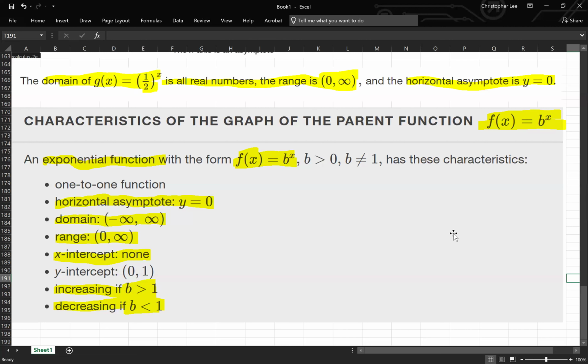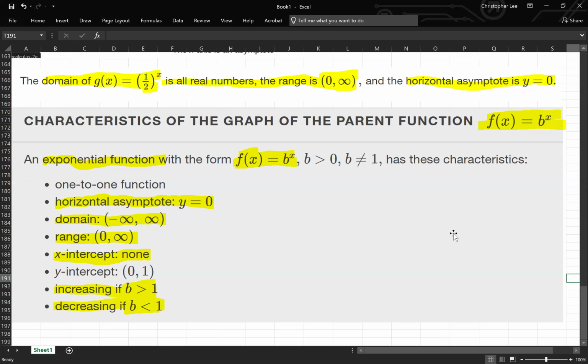The x-intercepts: it has no x-intercepts. This does not touch the x-axis. It gets close to 0, but it'll never touch 0. The y-intercept is going to always be (0, 1), unless, of course, there's some kind of shift. But for the most part, it's (0, 1).